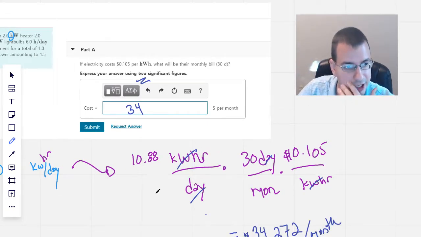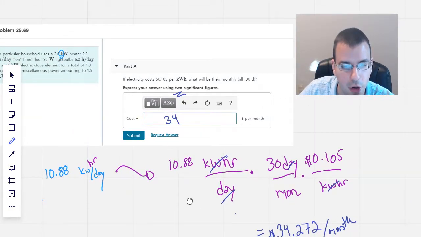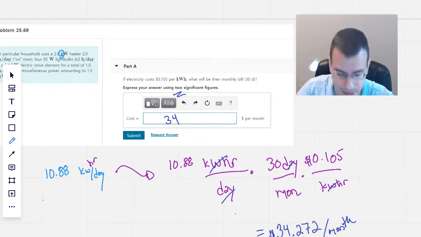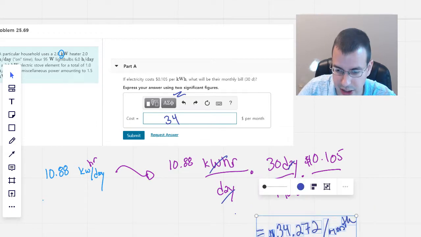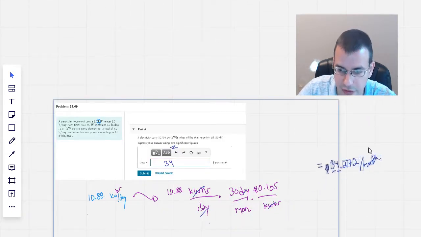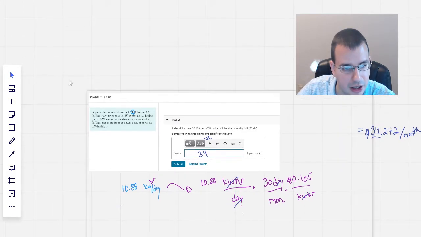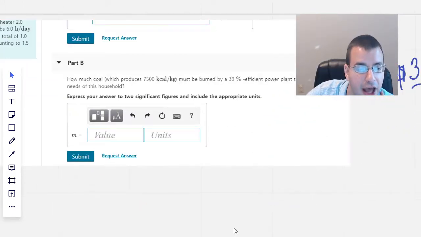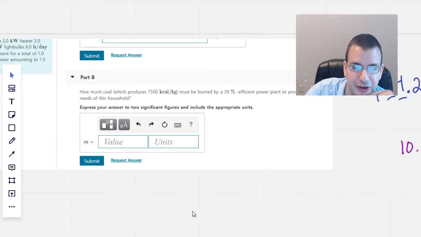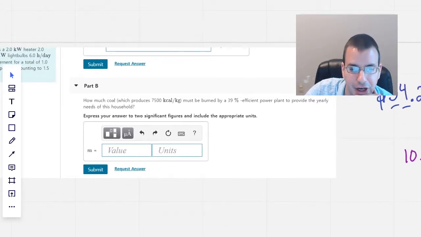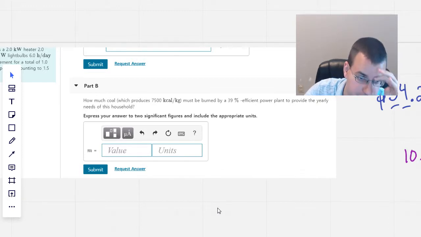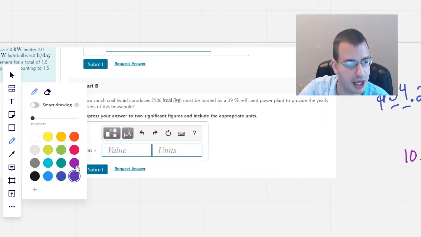So that's the idea of how we would go about this problem. I will take this, move it over here, straighten it out a little bit, and then look at the second part. How much coal, which produces 7,500 kilocalories per kilogram, must be burned by a 39% efficient power plant to provide the yearly needs of this household? We should answer in two significant figures, and we'll go from there.